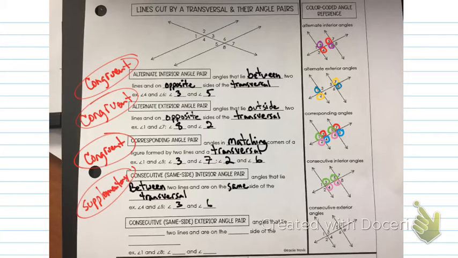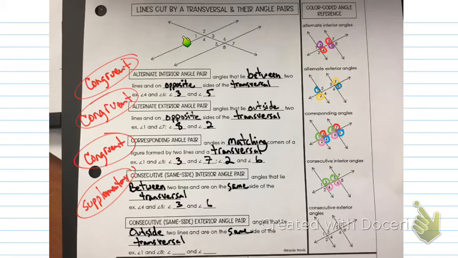Consecutive exterior. So, is it going to be between or outside? Outside. Okay, that's outside the two lines. And if they're consecutive or the same side, they're going to be on the same side of the transversal. We're given 1 and 8. Notice same side of the transversal. The other one would be what? Lauren?